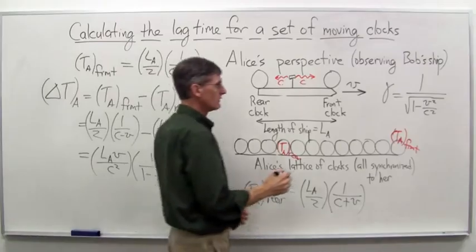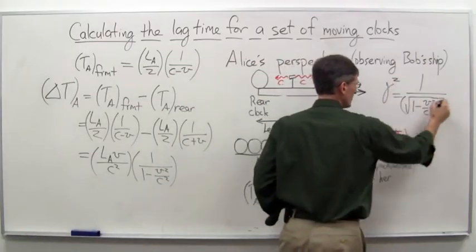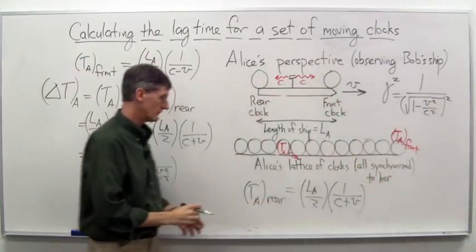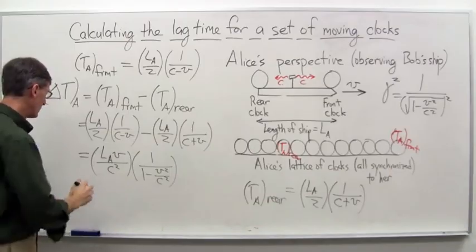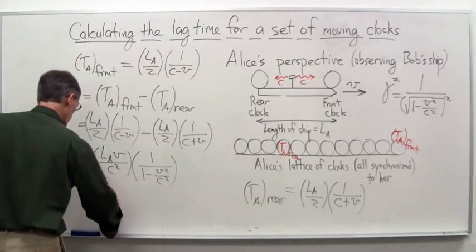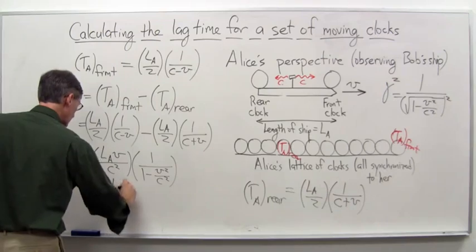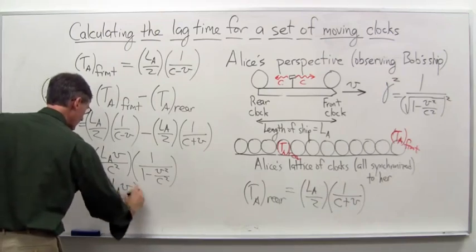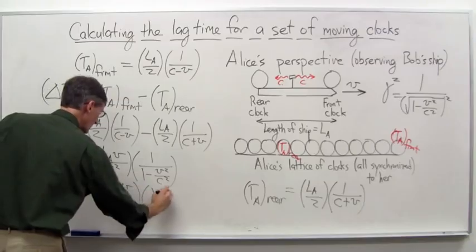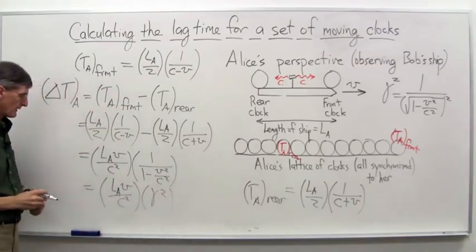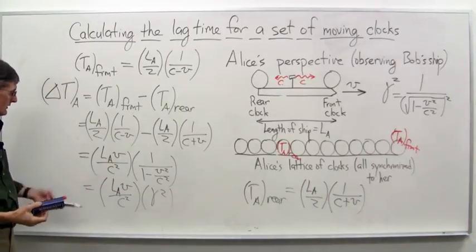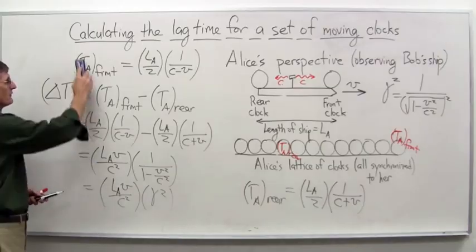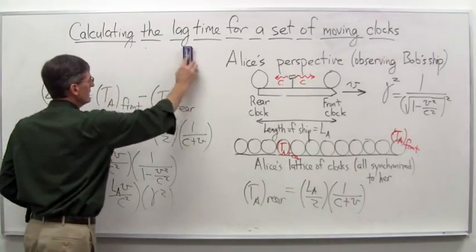Gamma squared is then simply that square root squared, which just gives us 1 minus V squared over C squared in the denominator. So we could write this as LA times V over C squared times gamma squared. Hey, now we've sort of gotten someplace. So that's our result for delta T. Let's get rid of this for a minute.